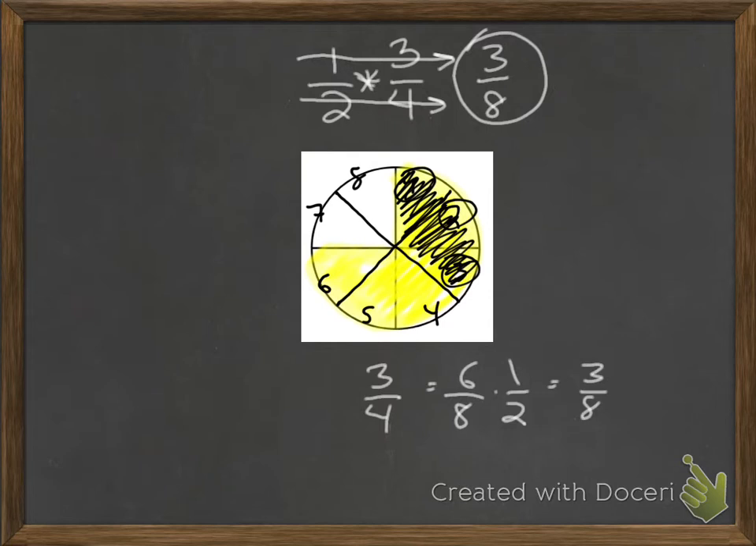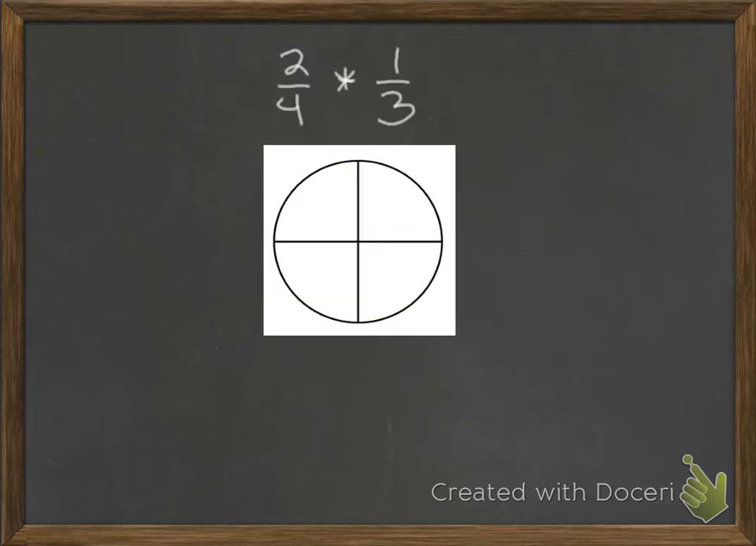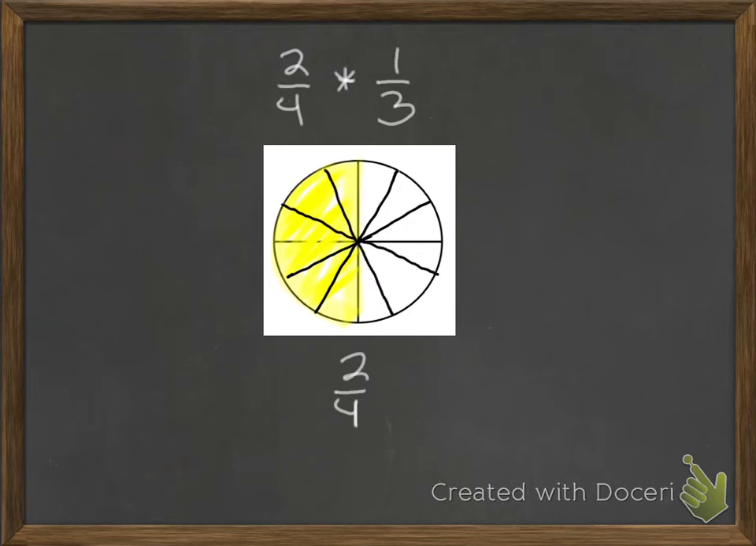All right, let's do some more examples here. So now I have 2/4 times 1/3. So 2/4 is this right here. Okay, and if I want 1/3 of that, well, what would that mean? Well, that means that I would have to take each of these 3 sections here, and each of these 4 sections, and I would have to divide it again in thirds. Okay, so now I have 1, 2, 3, 4, 5, 6, 7, 8, 9, 10, 11, 12.